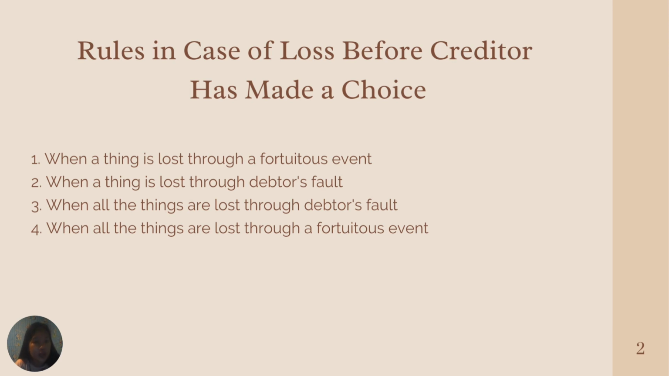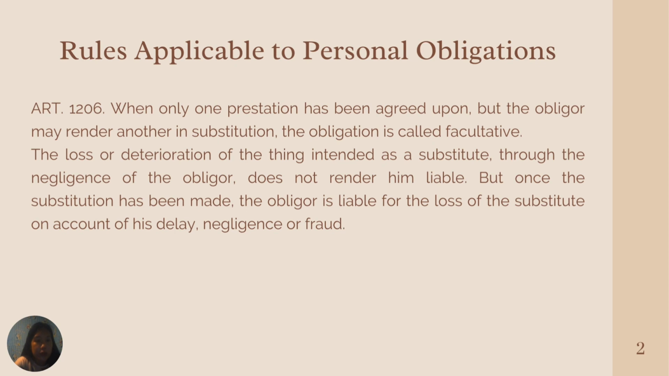Okay, so when all the things are lost through a fortuitous event, the obligation of Mara shall be extinguished if all the items which are alternatively the object of the obligation are lost through a fortuitous event. So in this case, Article 1174 shall apply. Okay, so these are the rules applicable to personal obligations according to Article 1206.